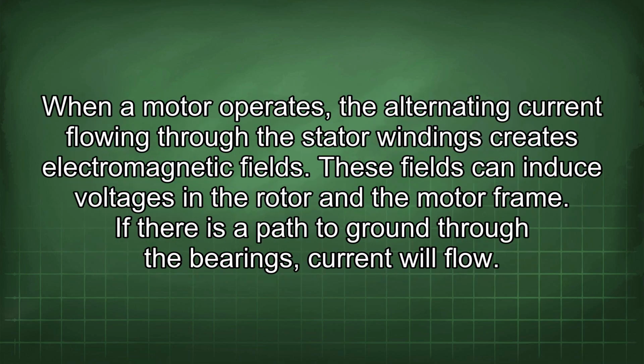When a motor operates, the alternating current flowing through the stator windings creates electromagnetic fields. These fields can induce voltages in the rotor and the motor frame. If there is a path to ground through the bearings, current will flow.